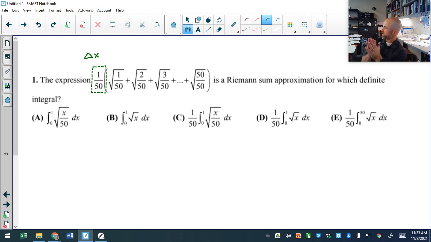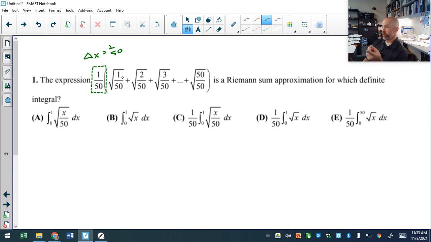Remember, when we did Riemann sums, if your delta x was the same throughout, we could factor out that delta x. And then inside the parentheses, we added up all the heights. So there's my delta x. I see a delta x of 1/50. Then on the inside, the structure of these numbers tells me what my function is.